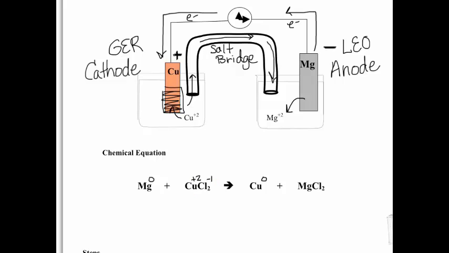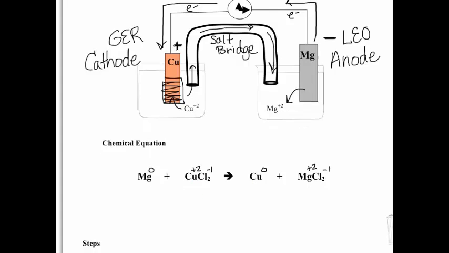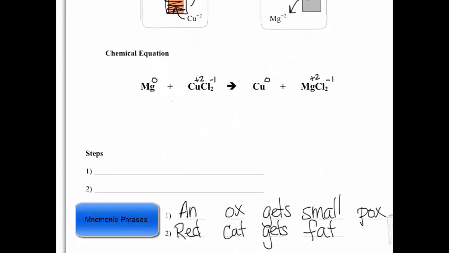On the other side, magnesium only has one positive oxidation number, it's +2, and chlorine would be -1. So now we're going to look through our reaction. You'll see that magnesium is going from 0 to +2, and copper is going from +2 to 0. So we're going to start writing down some little steps, little ideas on how to do this yourself when I'm not doing it with you. So the first thing that we just did was label the oxidation numbers.